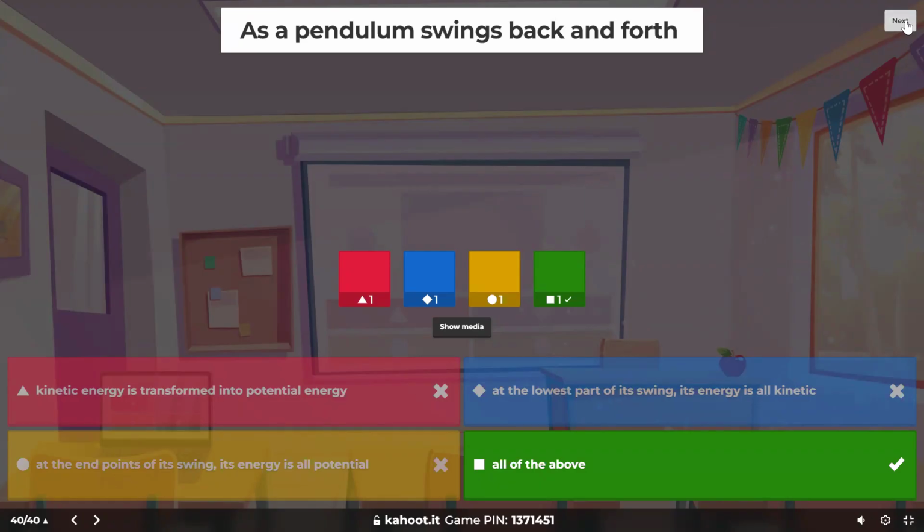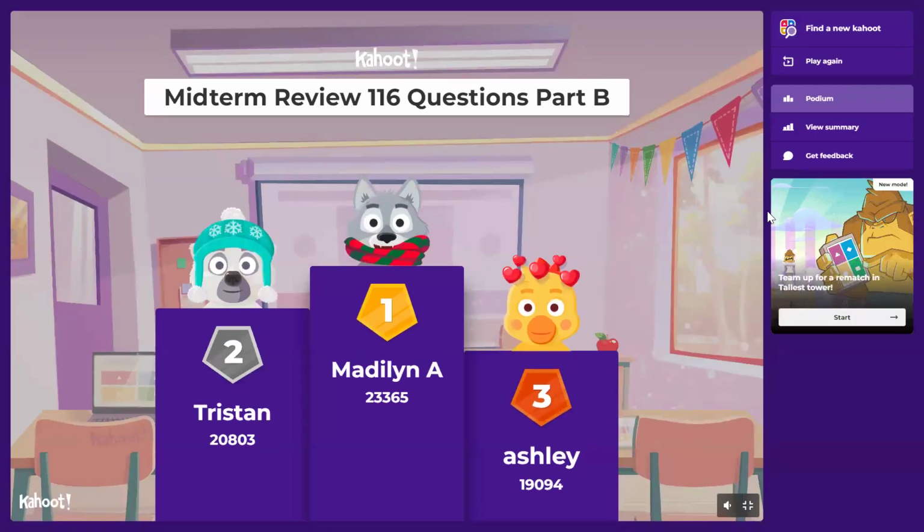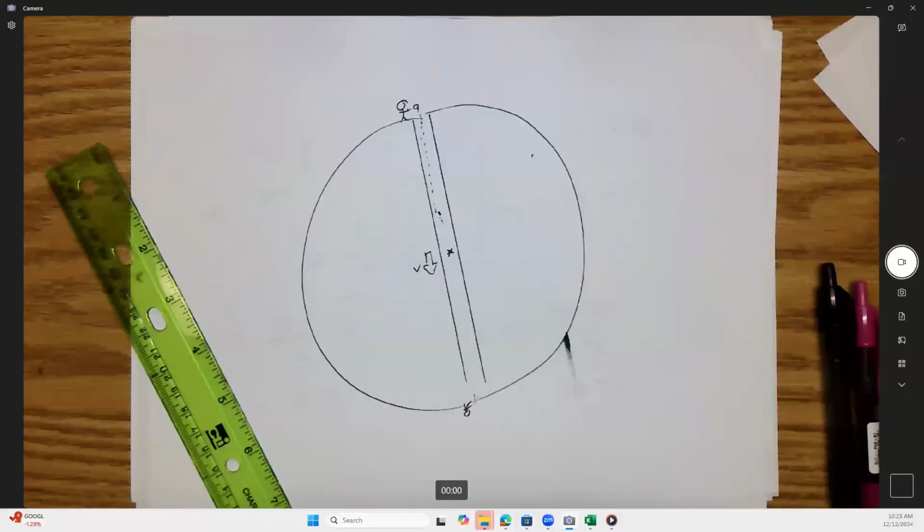Let's check out this podium here. Bronze, Ashley. Silver, Tristan. The gold, Madeline. All right, nice job, guys. That's pretty good.